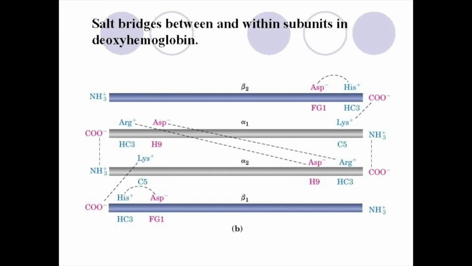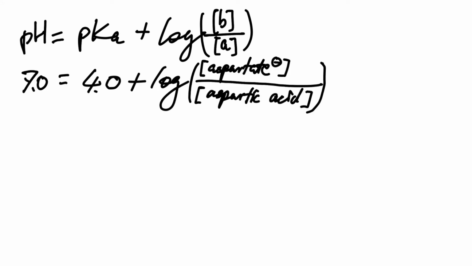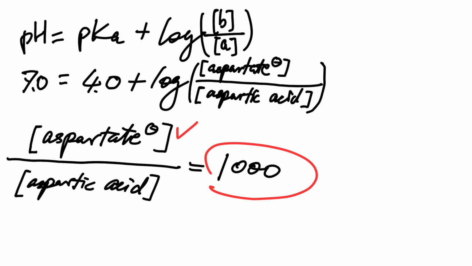The answer key to our question sits on these 2 salt bridges. The pKa of aspartate's side chain is approximately 4. It is very low and way off the physiological range of pH, which is slightly above 7. Thus, the side chain will always carry a negative charge.